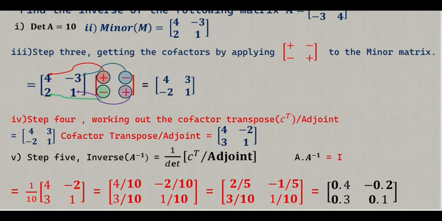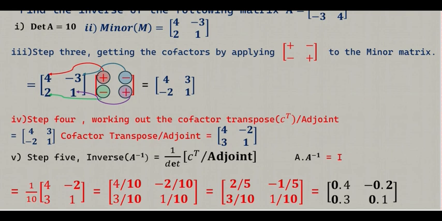And that now creates our transpose, our cofactor transpose, which is also referred to as the adjoint. Okay, so cofactor transpose is also referred to as the adjoint. Then you go to step 5. So step 5 is actually the last step, and in this last step you actually get the inverse. And how do you get the inverse? 1 over the determinant, or the reciprocal of the determinant, multiplied by CT, and CT is cofactor transpose or adjoint. They're one and the same thing.